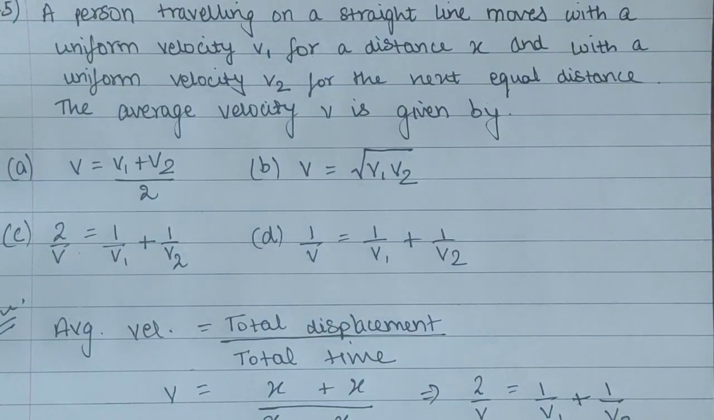Hi guys. The question here says, a person traveling on a straight line moves with a uniform velocity v1 for a distance x and with a uniform velocity v2 for the next equal distance. The average velocity v is given by.